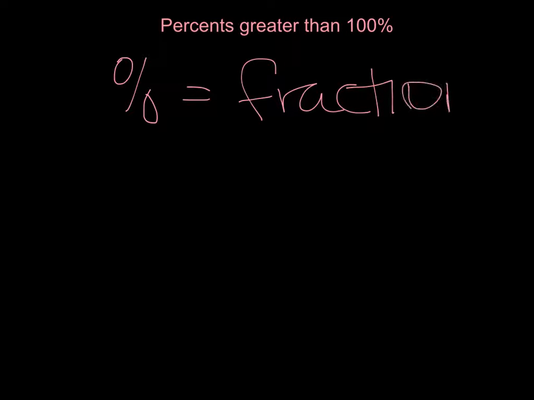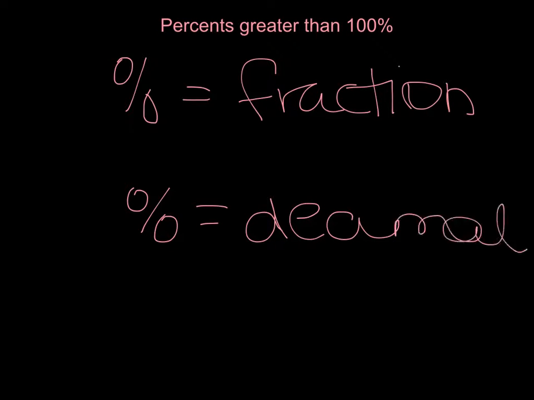Sometimes you will also be finding percents that are greater than 100. So there's 2 ways to do this. The first one is you write the percent as a fraction and then multiply, or you can write the percent as a decimal and then multiply. And so we're going to look at both ways in a few examples. So let's look at the example of 120% of 75.